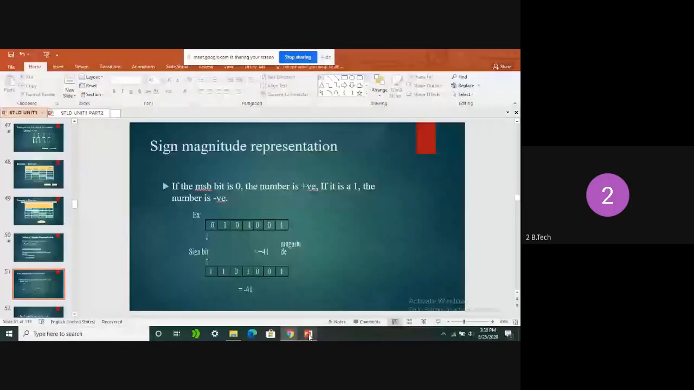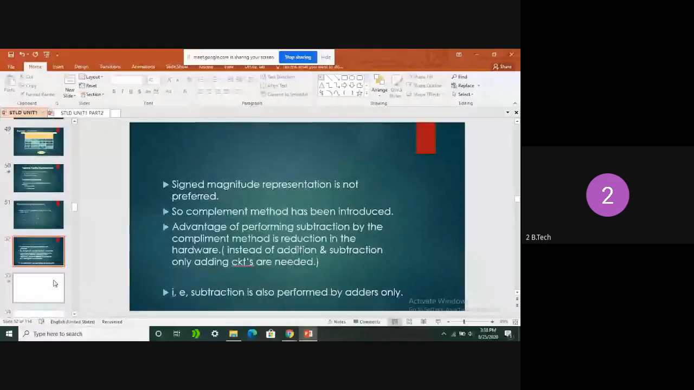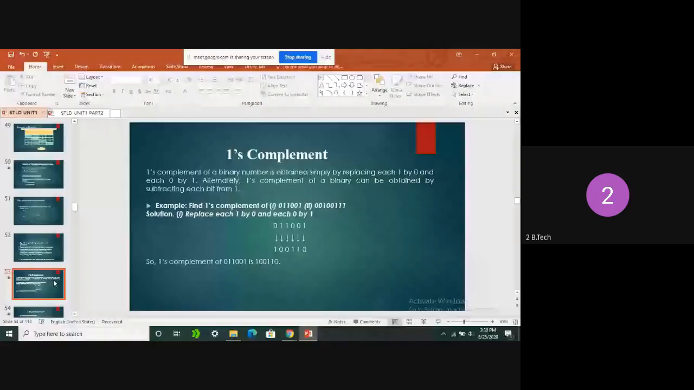So this is the way in sign magnitude to represent positive and negative numbers. One more representation is also there, nothing but the complement method. In the complement method two complements are there: one is ones complement and the other is two's complement. Before going to the complement method, we can look at addition or subtraction, how to make arithmetic operations.